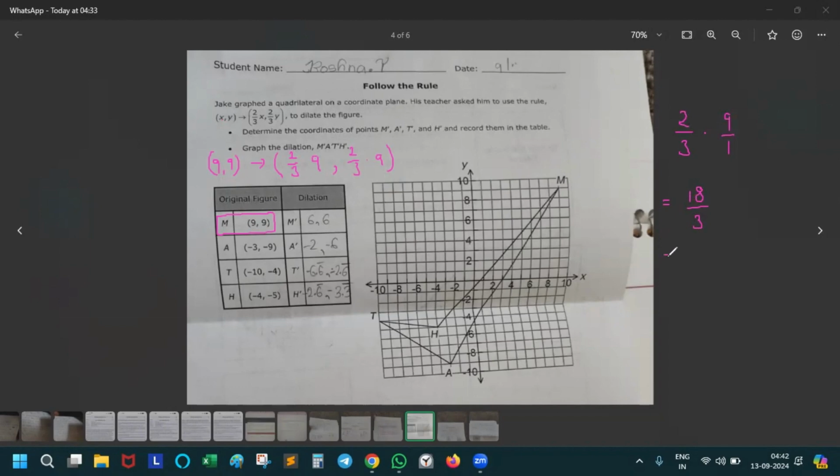It's 6. Yes. And I'll tell you one better way to do this. Do you realize that you can write it as 2 times 9 over 3 times 1? But instead of multiplying it out, you can divide it by 3 first. Realize 3 goes into 9 how many times? 3 times. Yes. So what are you left with? You're just left with 2 times 3.